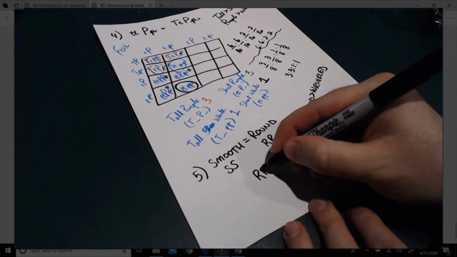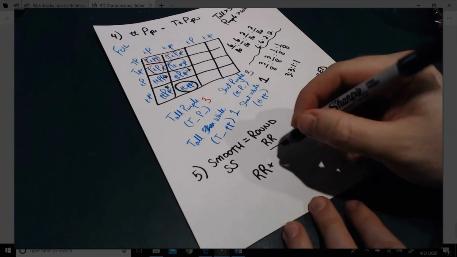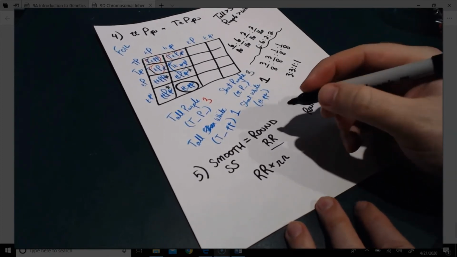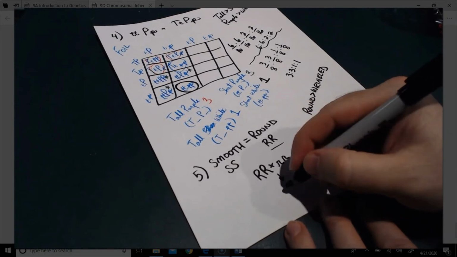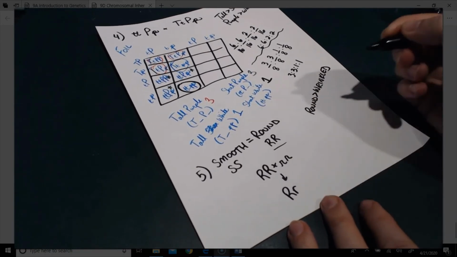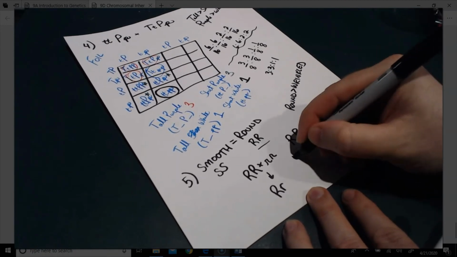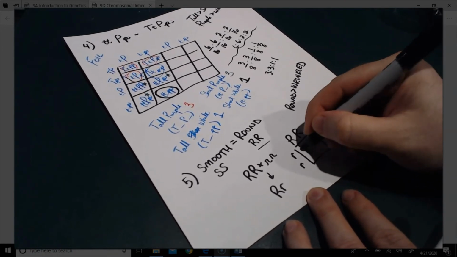So we have a round times a wrinkled is what the problem said. So little r. Oh, well, yeah, of course. In the F1, you're going to get 100% that, right? And if you don't know how we got that, simple little Punnett square, right?